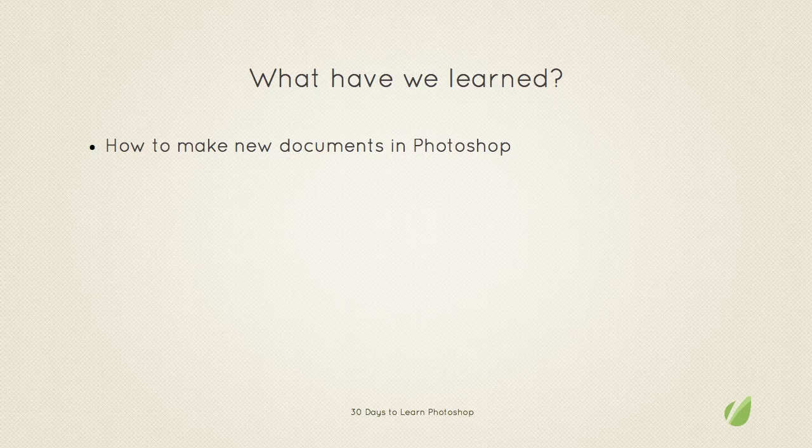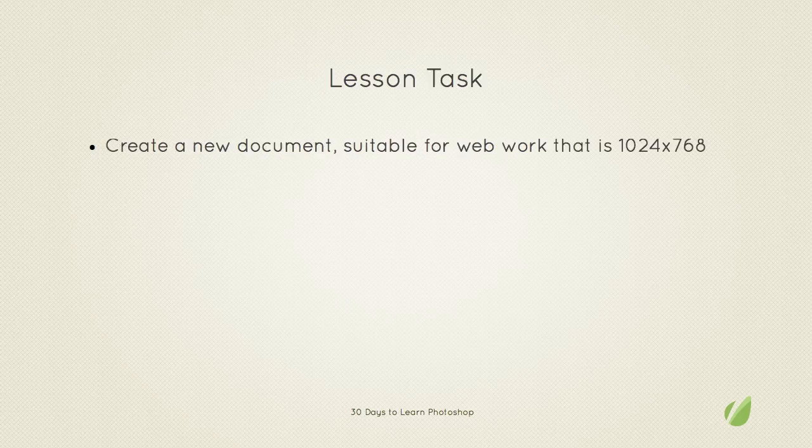So that is the basics of creating documents in Photoshop. And what have we learnt today? Well, we've looked at how to make new documents in Photoshop, and we've considered all the different settings, all the colour modes, the resolutions, the sizing, the units we can choose. So it's been quite an involved lesson. And your lesson task is to create a new document that is suitable for the web. So if you go back, find out what resolution we said worked for the web, and then create a document that is 1024 pixels by 768.